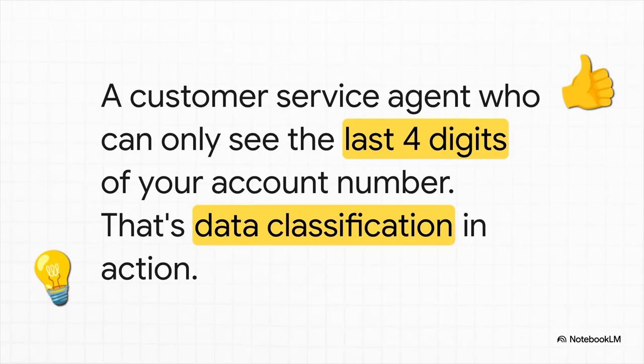And you've seen this in action, maybe without even realizing it. Ever called customer service and the agent on the phone says they can only see the last 4 digits of your account number? That's not a glitch in their system. That is a deliberate security control based on data classification. It means they have access to just enough information to do their job and nothing more.